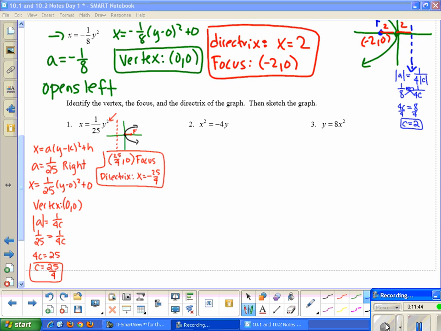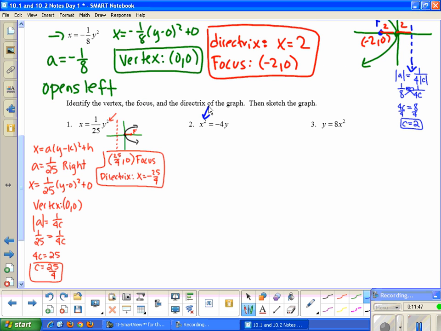So now let's go ahead and look at the next one. So for this next one, x is being squared, which tells me my graph is going to open up or down. So in order to figure that out, first I need to solve for y. So I'm going to divide both sides by negative 4. So I get y equals negative 1/4 x squared. So my equation in general would be y equals a times x minus h quantity squared plus k. Notice there's nothing attached to the x and there's nothing added or subtracted on the outside. So that means, again, my vertex is going to be 0, 0. So my a value in this case is negative 1/4, which means my graph has to open down.